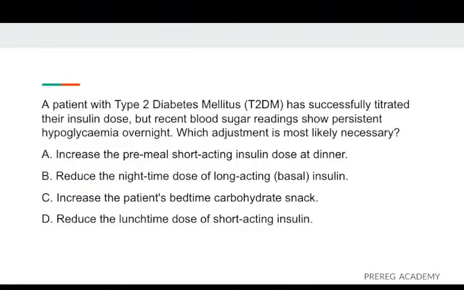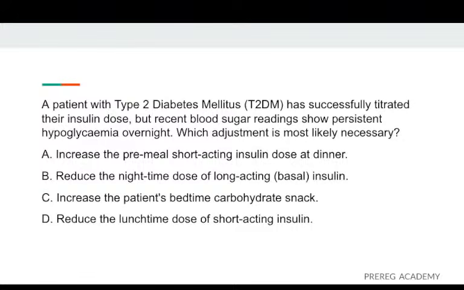Insulin degludec is long-acting, okay? So in terms of management of type 1 diabetes, there are three insulin regimens. We've got the basal bolus insulin regimen, the pre-mixed or biphasic insulin regimen, and we've got the insulin pump.